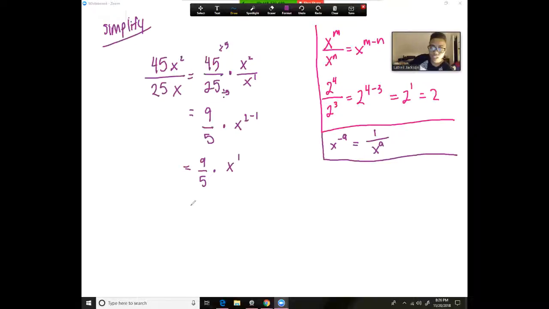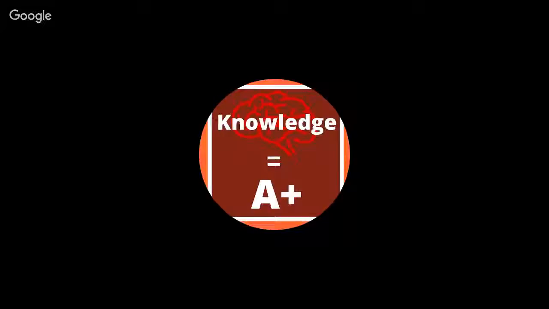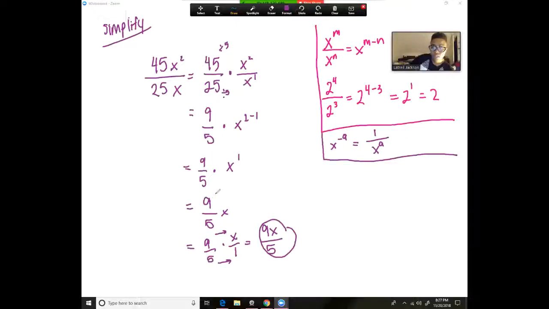Times x, or we can write it like this, because x can be written as a fraction, x over 1, right? X divided by 1 is just x. And with fractions, we multiply straight across the top and straight across the bottom. So these are two ways, if ever you see it, they're equivalent to each other.